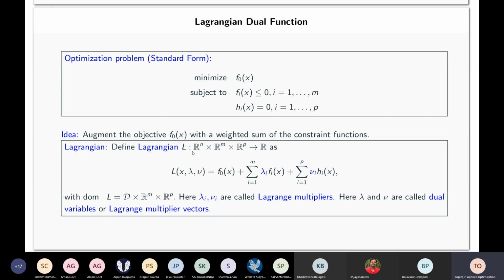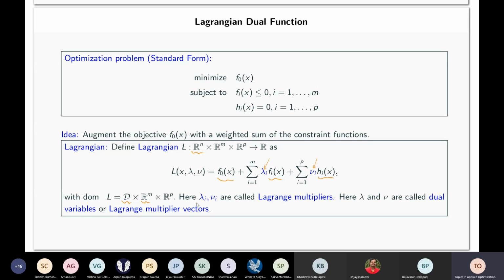So the first argument is x, and then this is for fi, and then this is for p. So we take the objective function, and then the inequality constraint function, and then the equality constraint function, and then we have these Lagrange parameters here, lambda i and nu i. And this is the domain. So D is the domain of the objective, and then the domain of the inequality constraints and the equality constraints.